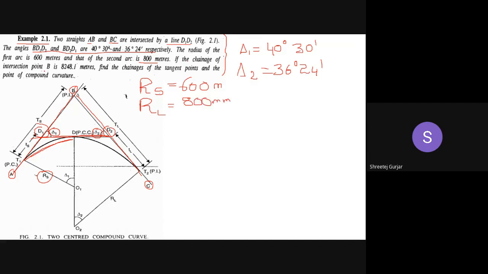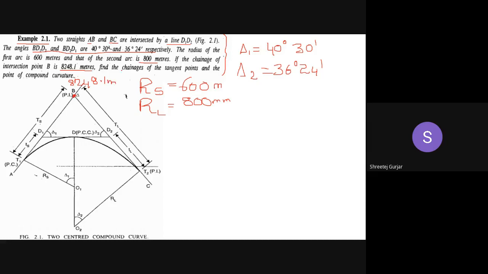The chainage of the intersection point, that is point B or point PI, the point of intersection, is given as 8,248 meters. Let me clear all these things and write the chainage over here: 8248 is the chainage of this point B, which I have marked.